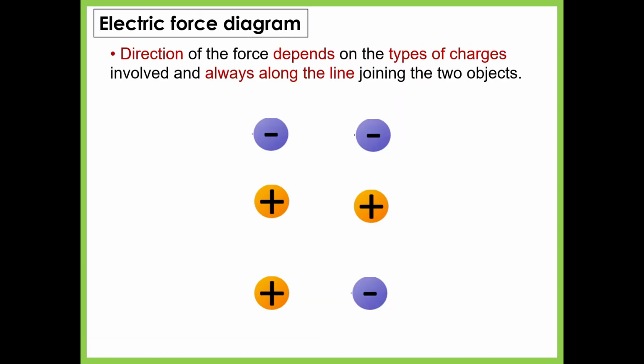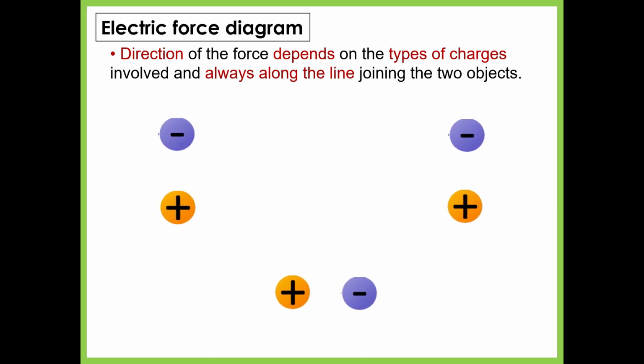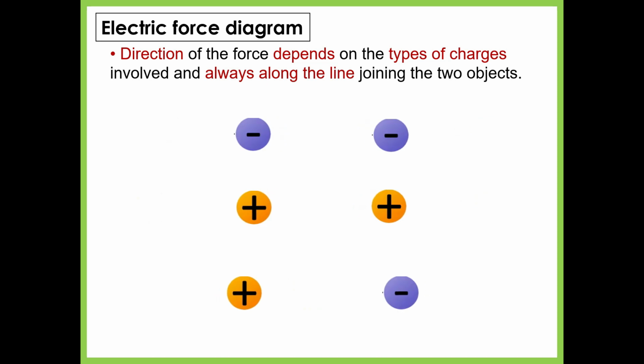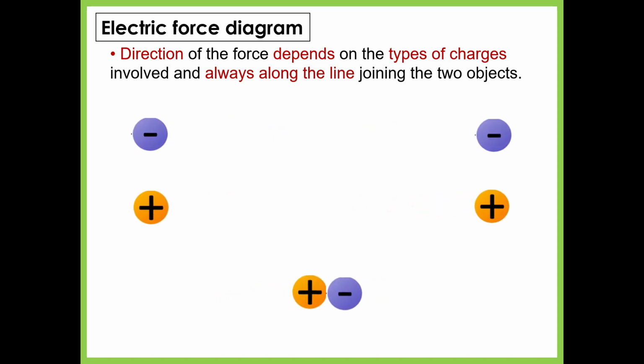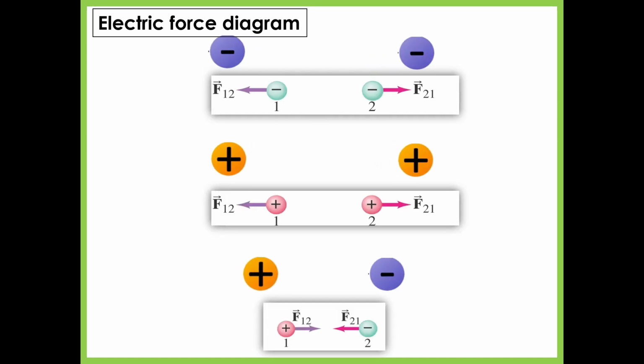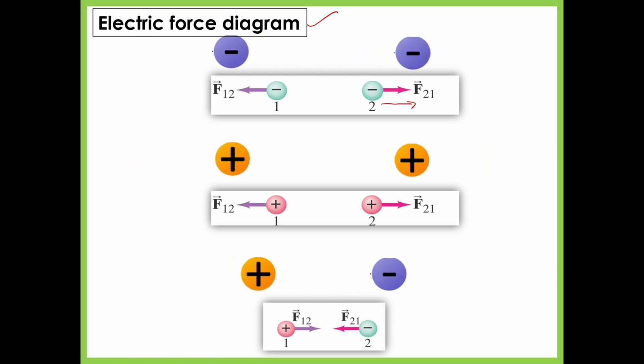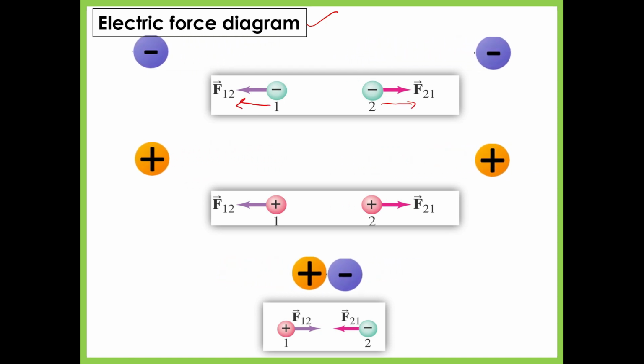As discussed earlier, the force can be attractive or repulsive. It depends on the sign of the charges that act on each other. And the motion of these charges tells us the direction of the force, which finally gives us the electric force diagram. This is how the electric force diagram looks like. It shows us the direction of forces or the motion of the charge.